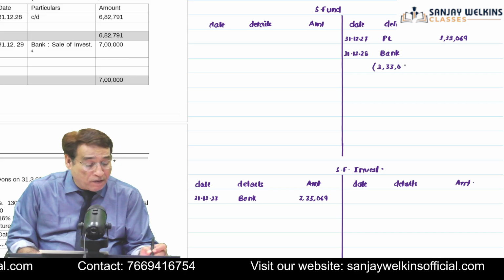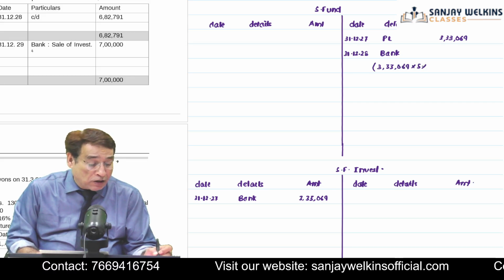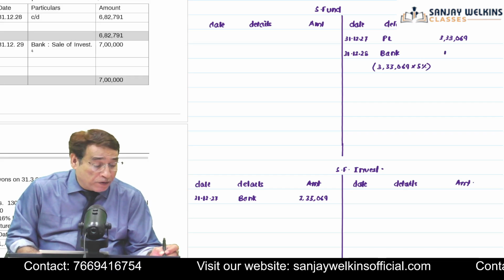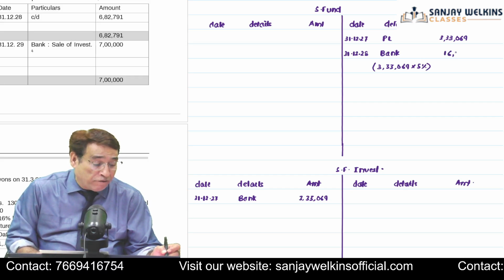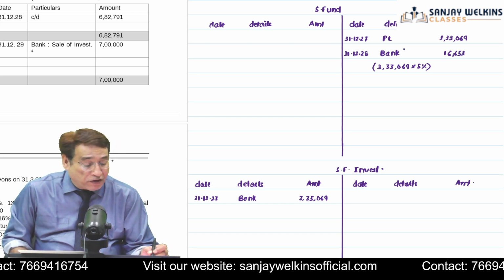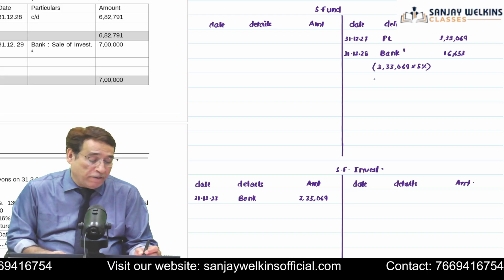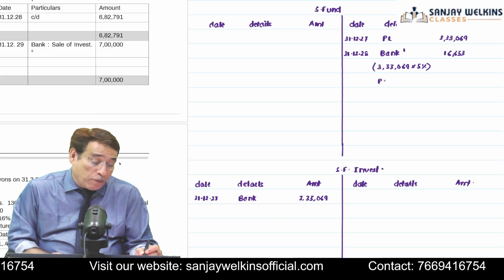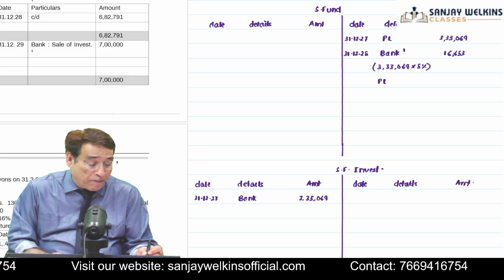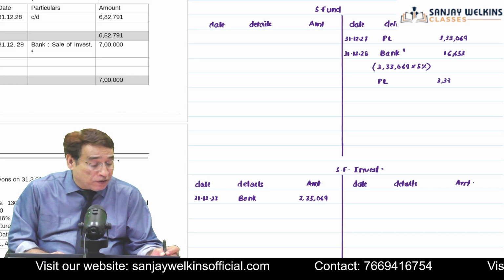and the amount of interest will be equal to 3,33,069 into 5%. The rate of interest which is given in this particular question is 5%. So 16,653 will be your amount of interest. This is the first thing which you are supposed to do in the second and subsequent years. Obviously, I am going to appropriate a part of profit, and my appropriated amount will remain the same, that is equal to 3,33,069.